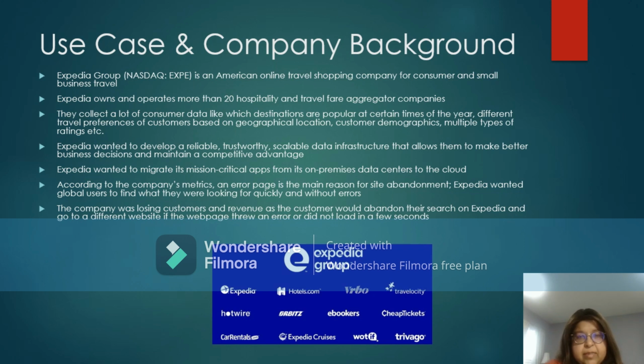enhancing the user experience. Notably, the primary cause of their site abandonment, according to their metrics, was encountering error pages. This issue led to a loss of customers and revenue, as visitors often abandoned their search on Expedia and turned to alternative platforms when faced with page errors or slow loading times. Expedia aimed to ensure that users globally could quickly find what they were looking for without encountering errors. Consequently, the decision was made to migrate mission critical applications from on prem data centers to the cloud.